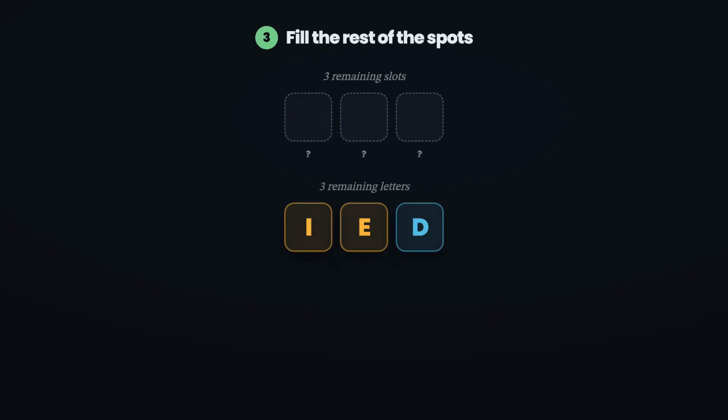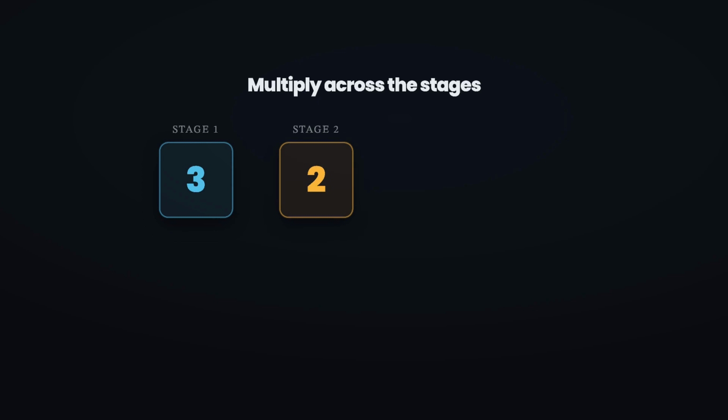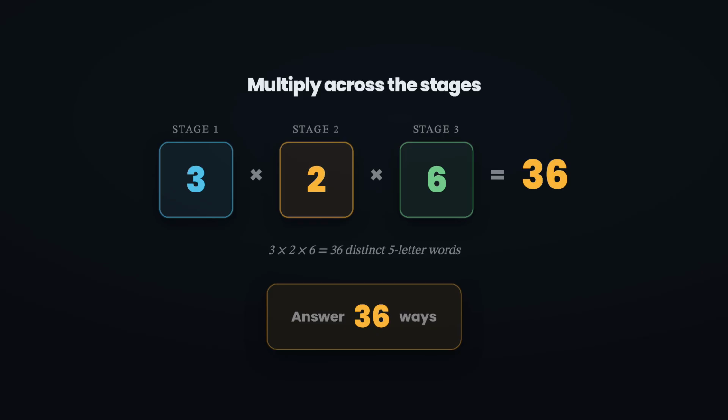Now let's look at stage 3. We need to figure out how to fill the 3 remaining spots with the 3 remaining letters. It doesn't matter where the L and K group sat, it's still just 3 spots and 3 letters. So we can arrange them in 3 factorial, which equals 6 ways. So stage 3 has 6 ways. So by the multiplication principle, there's a total of 3 from stage 1, 2 from stage 2, and 6 from stage 3, which is 3 times 2 times 6, which is 36 ways.